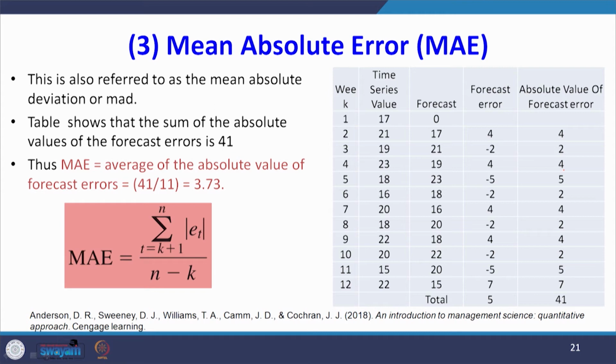The table shows the sum of the absolute values of the forecast errors is 41. You see that? First I have found the forecast error. Wherever it is negative I have converted it into positive, then when you add them, we get 41. So, when you divide 41 by 11, you will get 3.73.